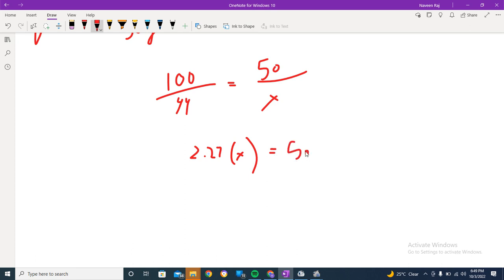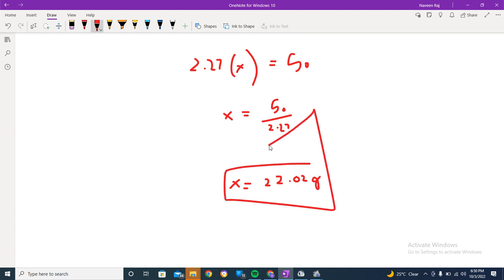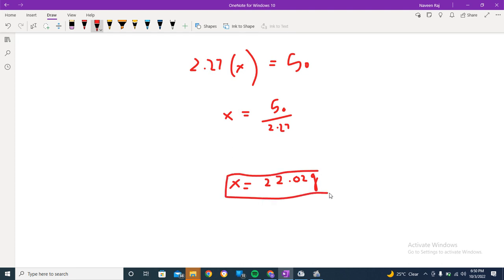Let me move 2.27 so that I can find the value of x. x is equal to 50 upon 2.27. So what I will be getting, the answer, is x equal to 22.02. That would be grams, because we are finding the mass. So this is a mass relationship. We got grams. Okay, so this is grams, and this is your answer.